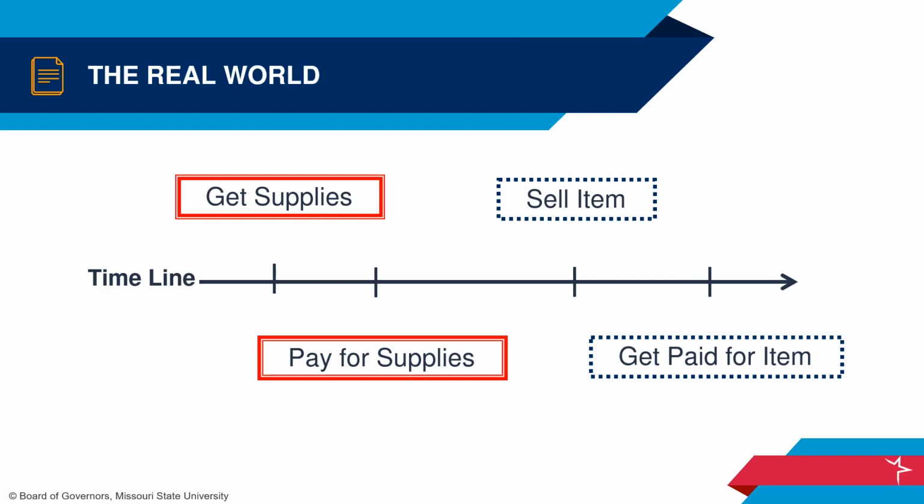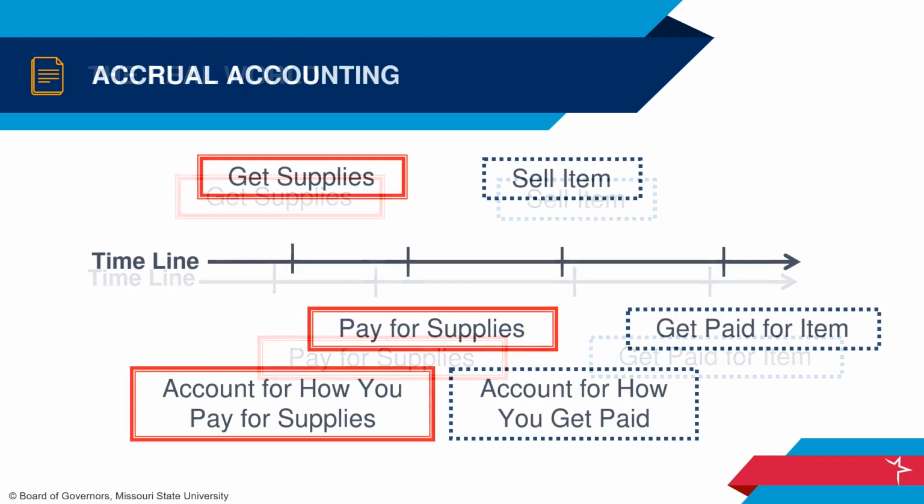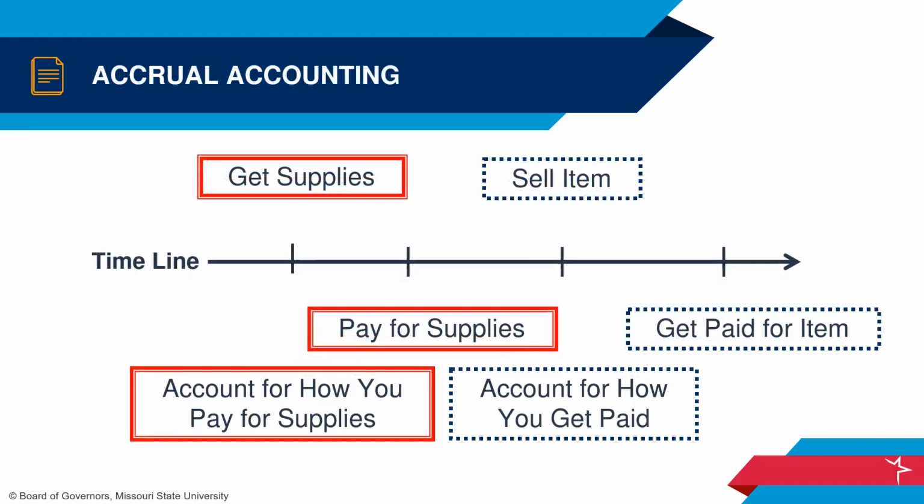A similar situation arises when businesses offer credit terms to their customers. The business provides the product or service and offers the customer terms, so the customers pay at a designated point in the future. Again, the business doesn't receive payment from their customer at the time products or services are provided. Accrual basis allows your business to account for how you pay for supplies and how you get paid.